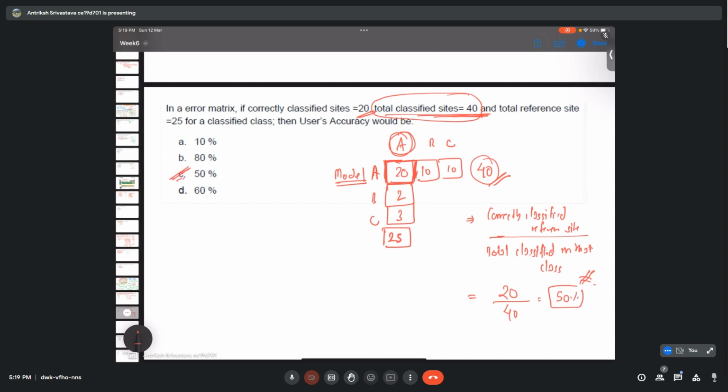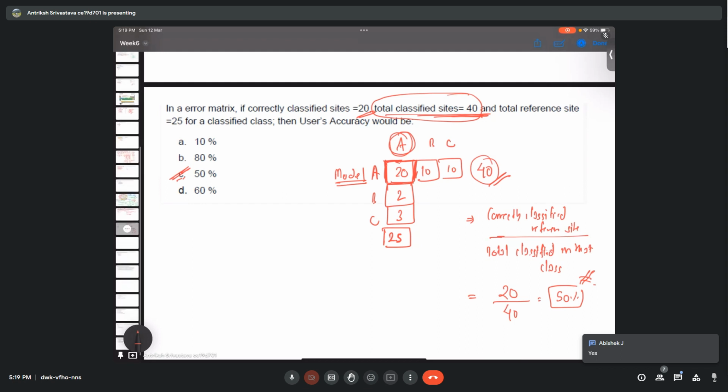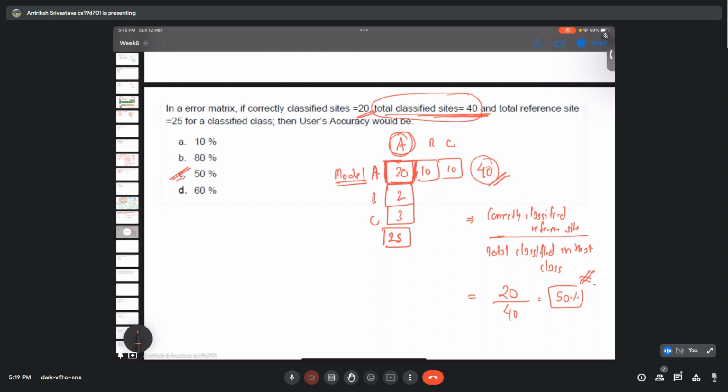Is that clear? So Abhishek, that 40 was the denominator, right? You didn't mean to say the answer for that. Okay, good. So that is that for the error matrix or the confusion matrix. Now what do we have?